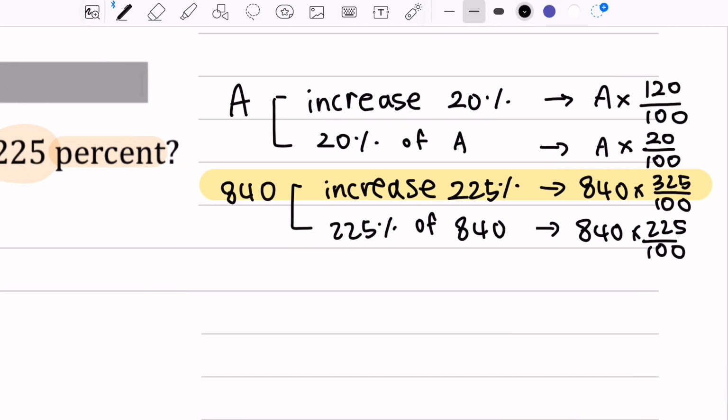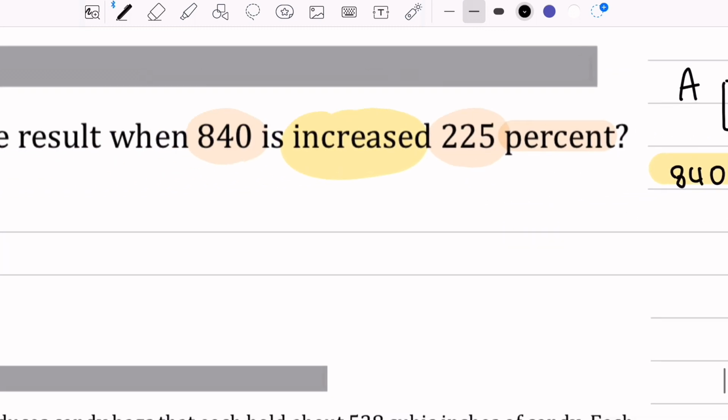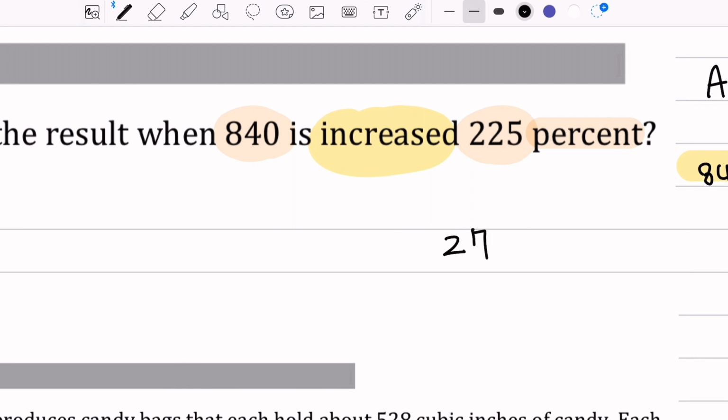So when you calculate 840 times 325 over 100, it would be 2730. So this is the answer.